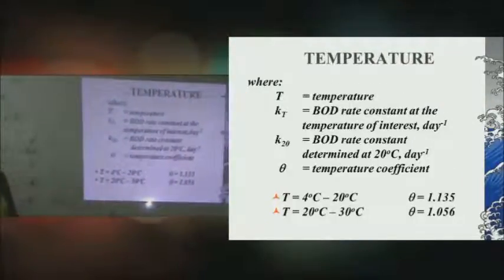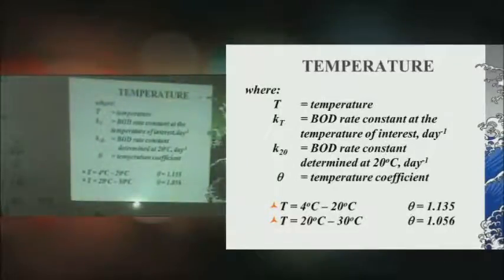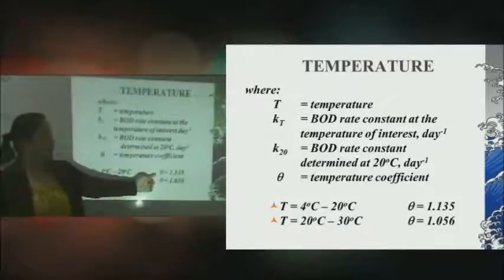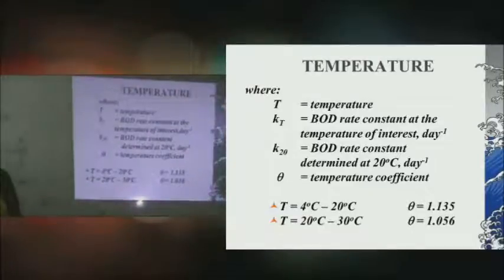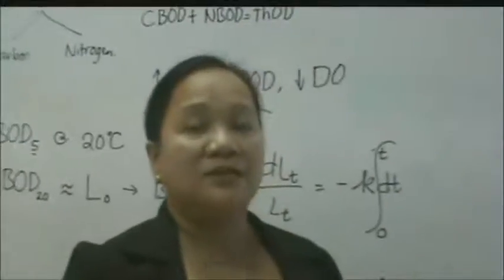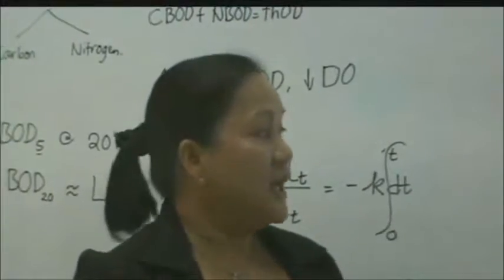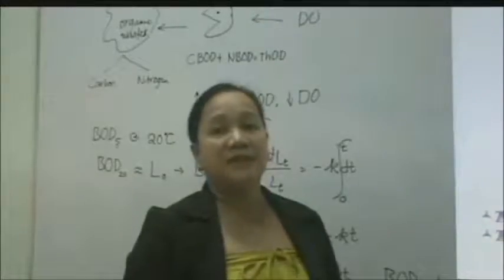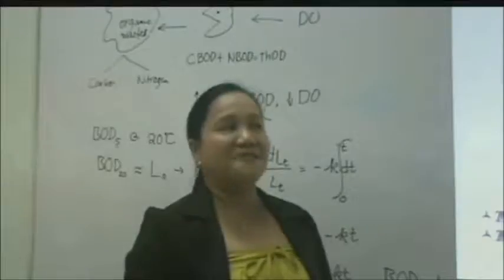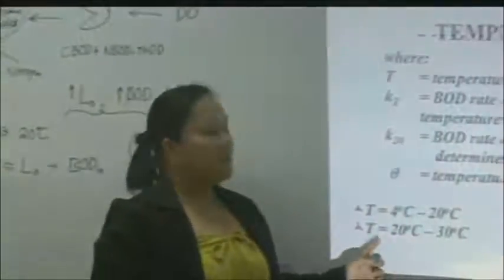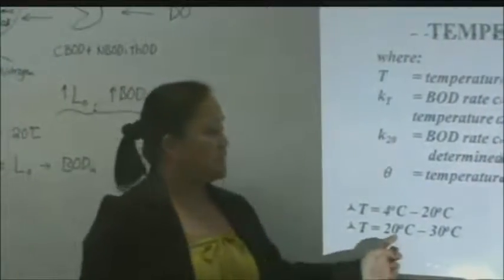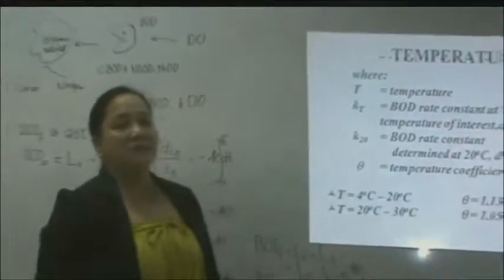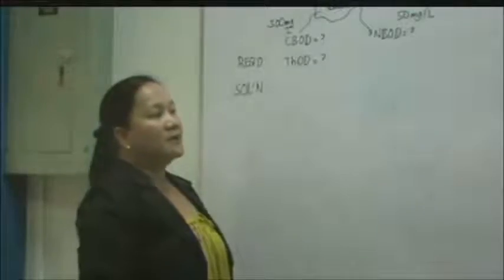Based on different studies, theta depends on the range of temperature. So, for 4 to 20 degrees, theta is equal to 1.135. Since this is an empirical constant, it may vary depending on the set of data. But for the purpose of computation, we will be utilizing this for our problem solving. However, you can get the values of theta from any environmental reference book. And if the temperature is higher than 20, that would be 20 to 30 degrees or even higher because we already have the problem of global warming, let's make use of theta equal to 1.056.